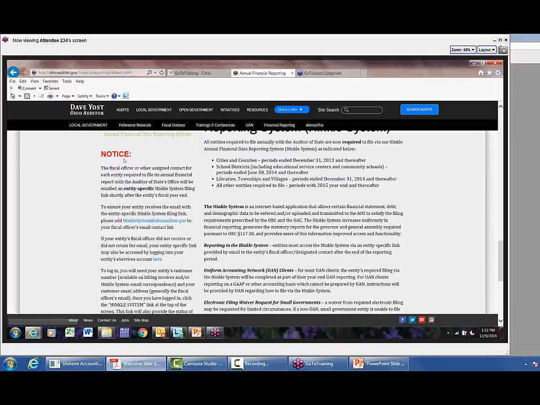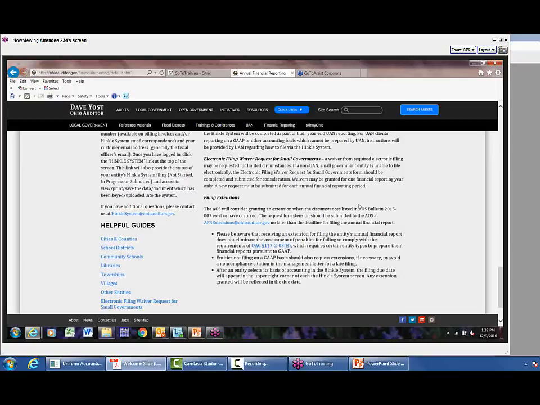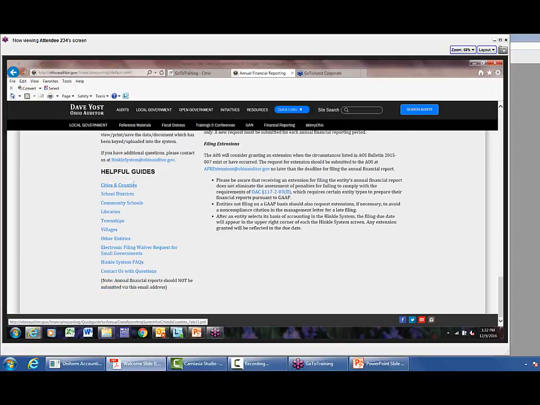And you can see under this notice in red, if you look at the second paragraph, there's the Hinkle system email address. You can contact them with any questions that you may have. If you continue to scroll on down, there's some helpful guides with some screenshots for different entities, cities and counties, school districts, libraries, townships, so on and so forth. If you want to see a synopsis of the frequently asked questions that we've received, it's about 25 pages long. You can click here on Hinkle System FAQs, and that'll take you to all the questions that we've tried to answer.